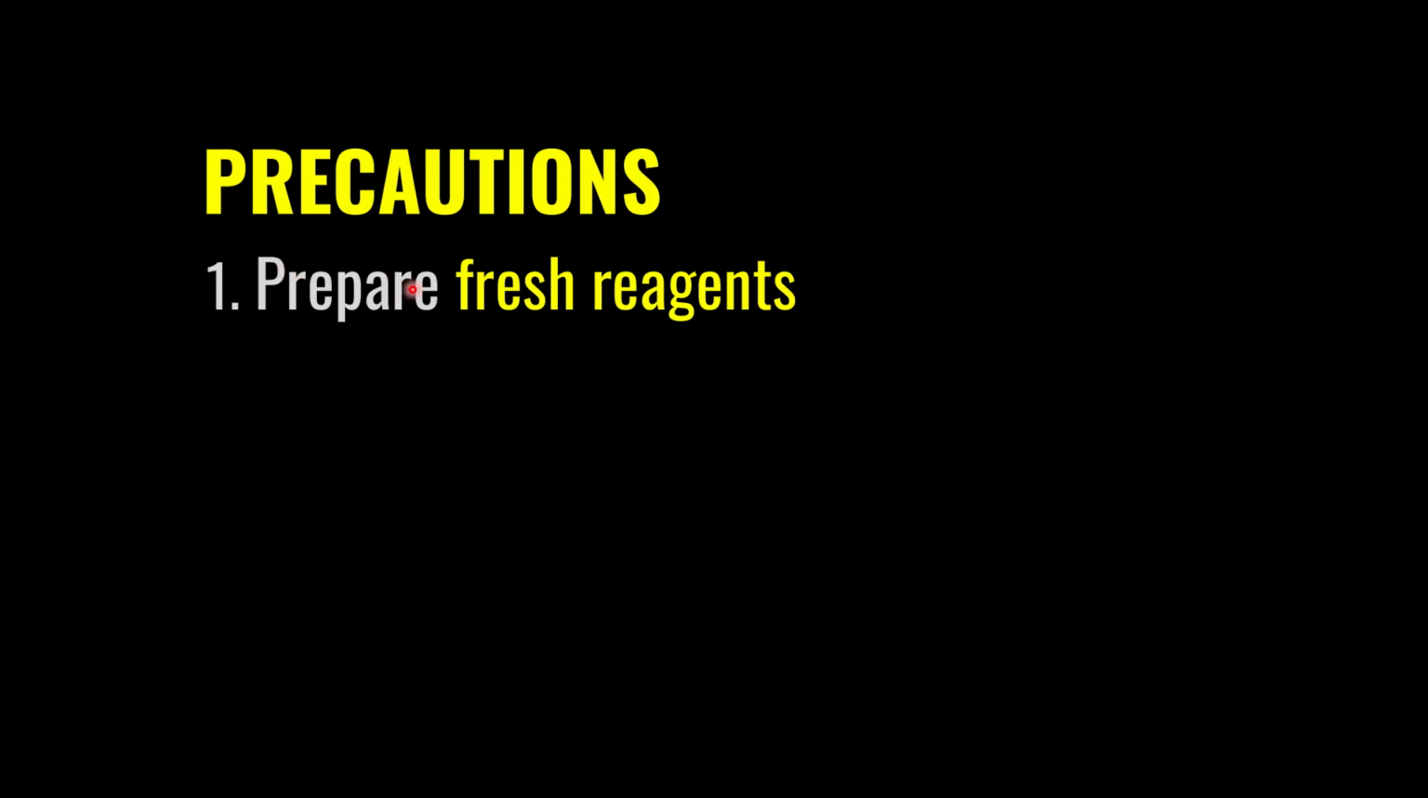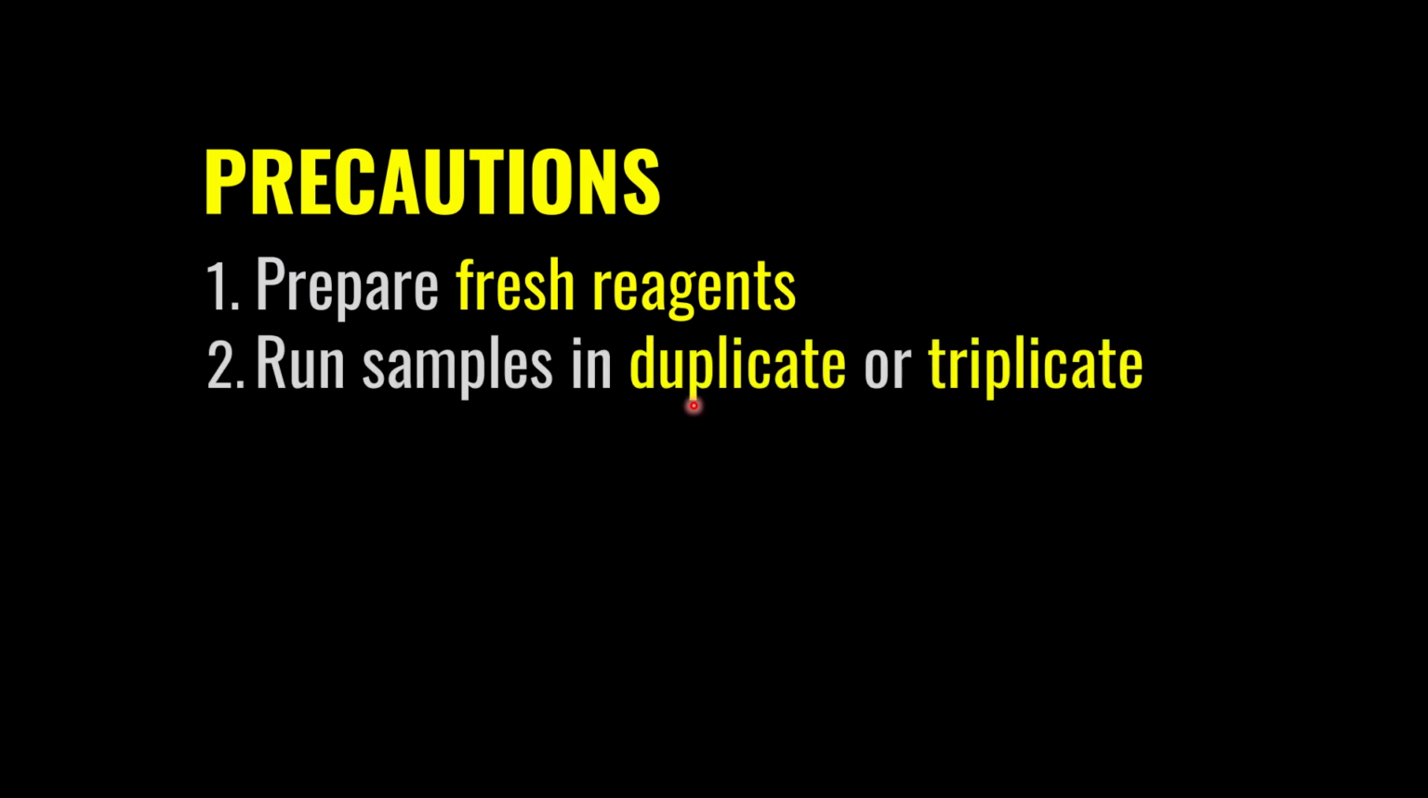So there are certain precautions for the success of your experiment. You must observe these. The first one is the reagent must be freshly prepared or diluted. You can buy from the companies if you want. There are many commercial companies selling the whole kit, and if you follow the instructions, that will be good enough. Run samples in duplicate or triplicate.